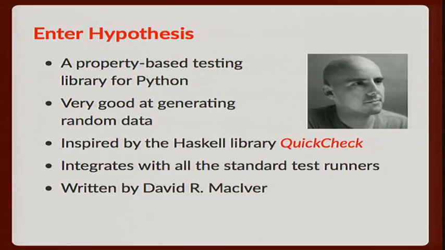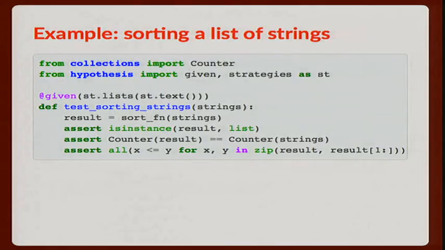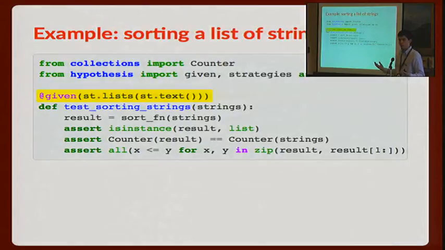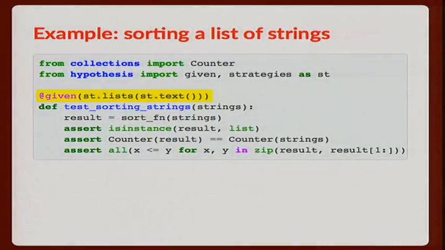So let's actually look at how we would take that test and run it using Hypothesis. This is what it looks like. It's not very different. The only thing that's changed is this decorator. I hope that's visible at the back. All I've done is add this decorator, @given(st.lists(st.text())), to my test function, and that's all Hypothesis needs to turn this into a property-based test.